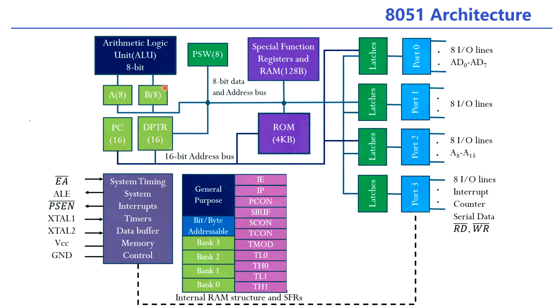Then the B register. The B register is a temporary 8-bit register, and it can hold 8-bit information. In addition to this, it also acts as a source for arithmetic and logical operations. It is also used as a source and destination operand for multiplication and division instructions.